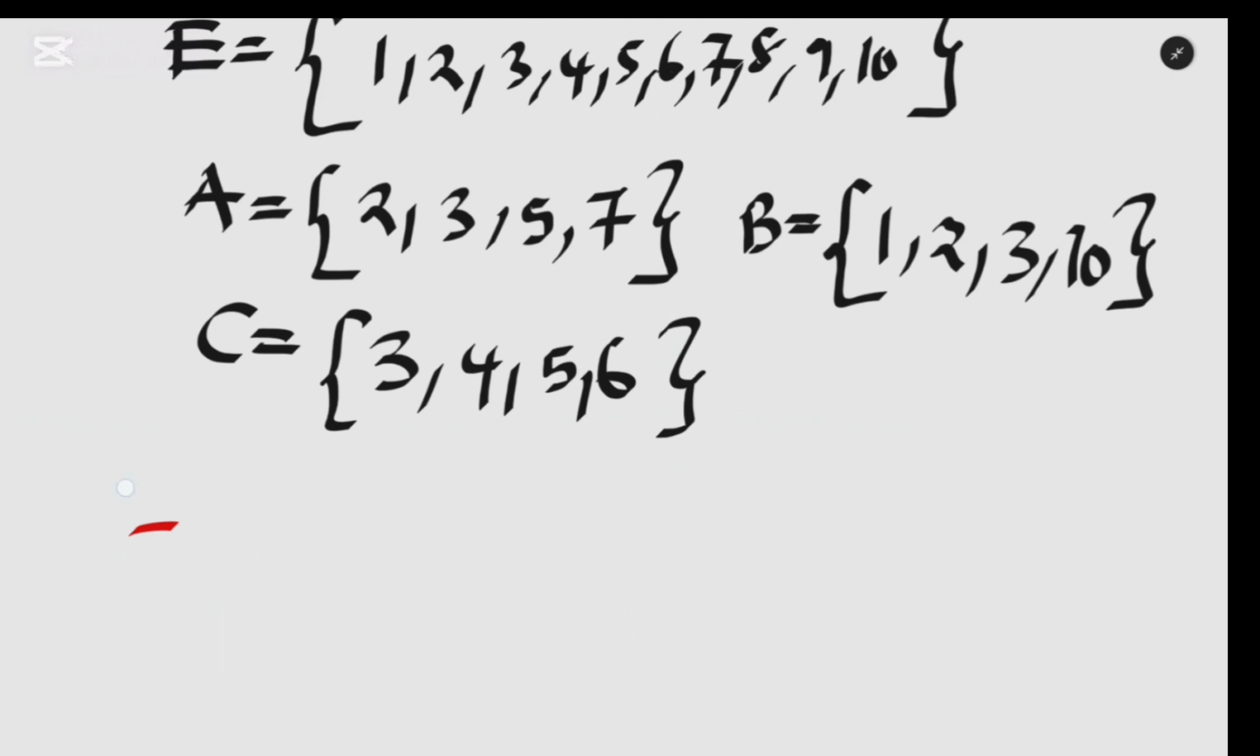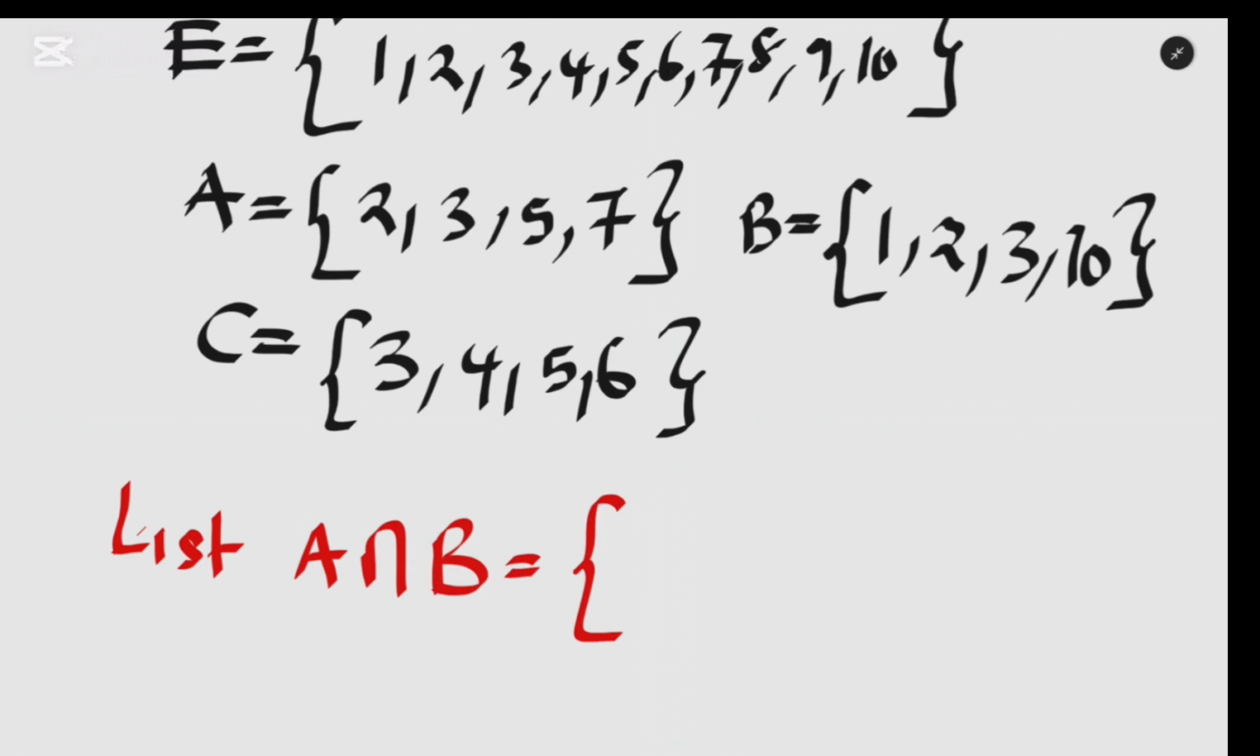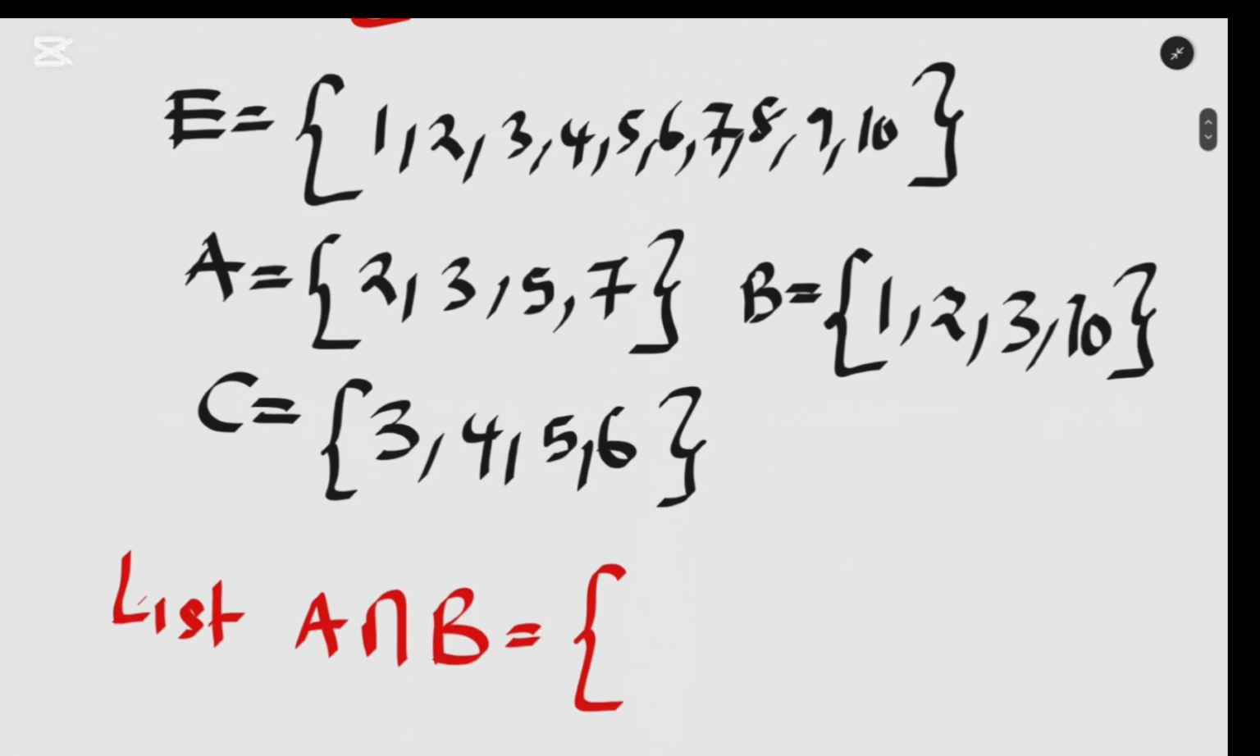Let's say the question is list A intersection B. What is the set A intersection B? Where we are coming from, we know that intersection is what is common between the sets. So in this case, the sets under discussion are A and B. What is common in A and B?